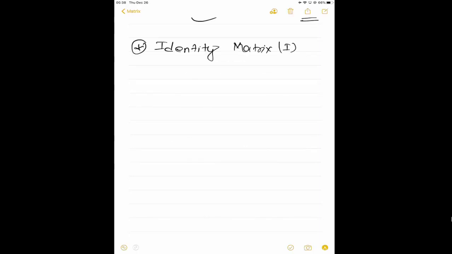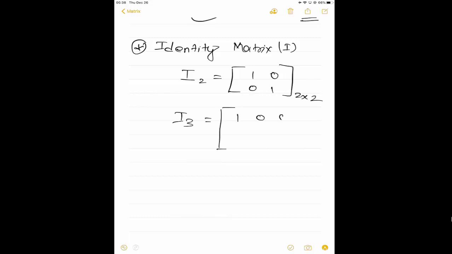the identity matrix I. We have seen this concept in the basics. We know very well that if it is of order 2, the matrix will be represented like 1 0 0 1. It's a 2 cross 2. If it is I of order 3, then it is 1 0 0, 0 1 0, 0 0 1, which is of order 3 cross 3. So this is how an identity matrix is represented.